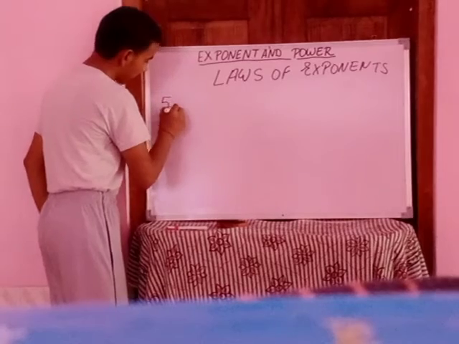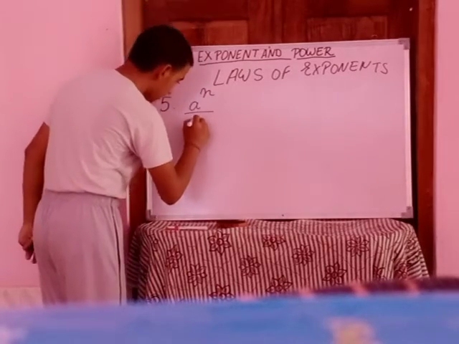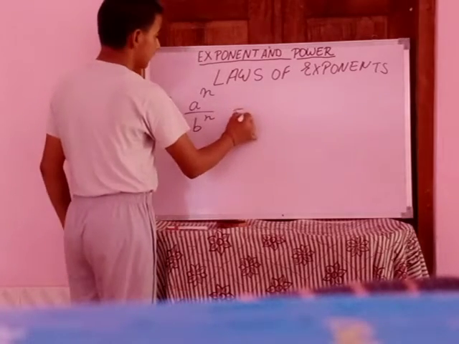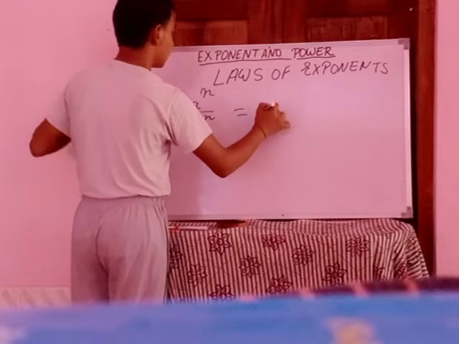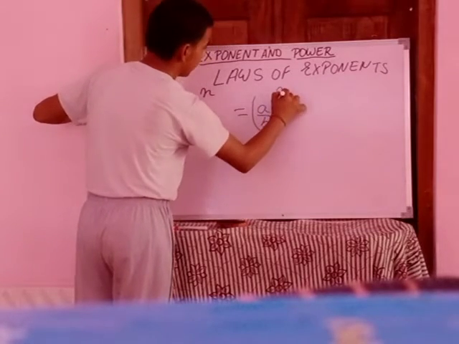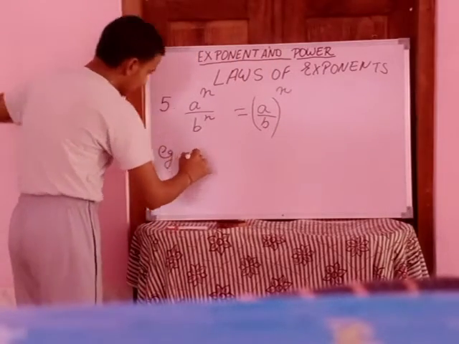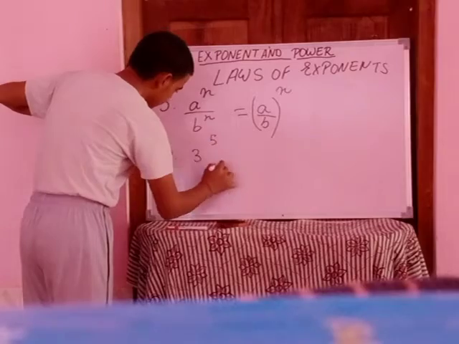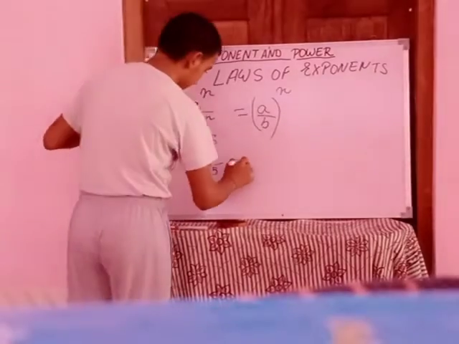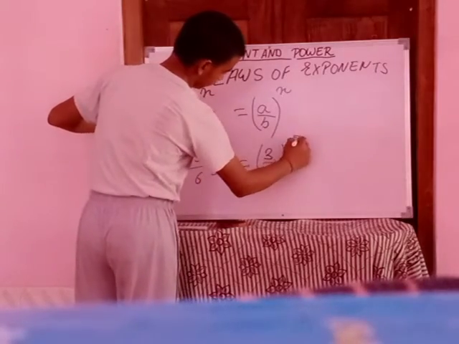Fifth, a raised to the power n divided by b raised to the power n can be written as (a upon b) whole raised to the power n. For example, 3 raised to the power 5 upon 6 raised to the power 5 can be expressed as (3 upon 6) whole raised to the power 5.